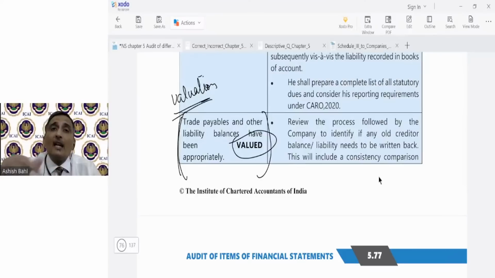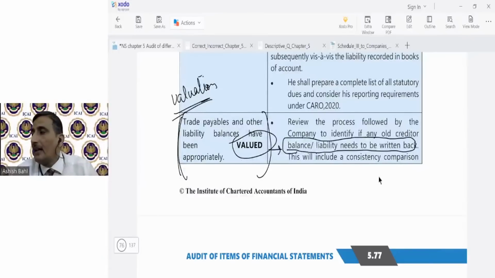But now here in case of trade payables it is reverse. So if the trade payables are outstanding for a long period of time, then the company needs to write back its liability. It needs to be written back.